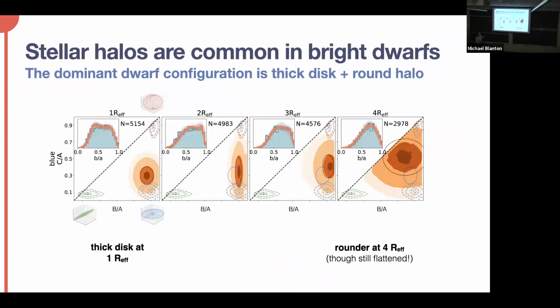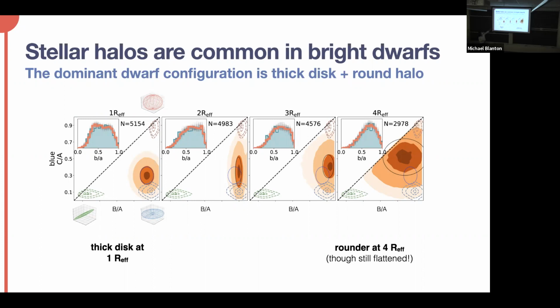Okay. Right, so the punchline of this plot is that stellar halos are common in bright dwarfs, and the dominant dwarf configuration is a thick disk and a round stellar halo. So to explain how this figure shows that, in each of these inset panels, now I'm showing the projected axis ratio distribution. So the filled green histogram are the observations. This is what we're fitting. And the unfilled orange histogram is the best fit model in projected axis ratio space. The main panel is this familiar b over a versus c over a. And the orange contour is now the best fit model, but in intrinsic axis ratio space.